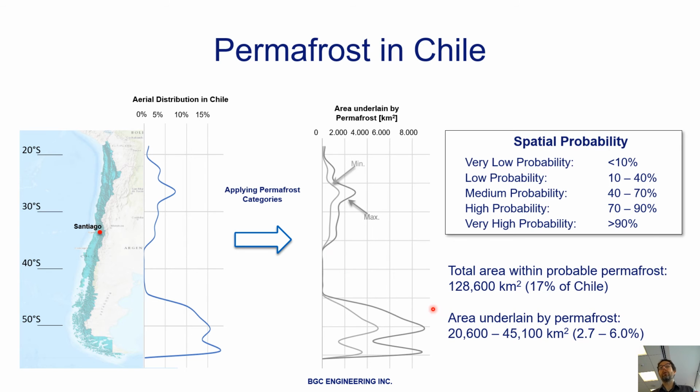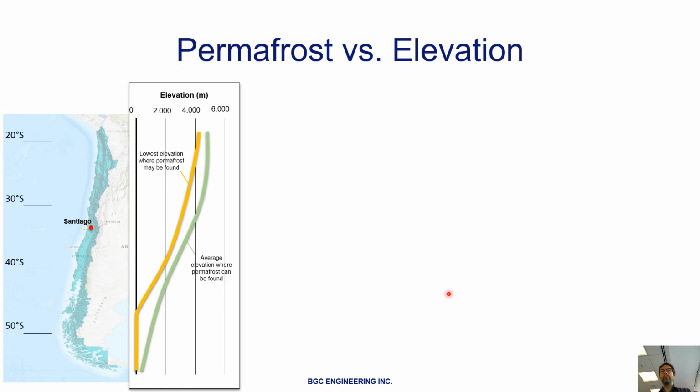And you can translate that into total numbers. So, for example, for the area of Chile, about 17% is underlain by an area where permafrost may be present, so it's one of the permafrost categories. But if you break that down, how much is actual permafrost, you end up with a range of 2.7 to 6%, or 20,000 to 45,000 square kilometers of Chile does have permafrost. And when you compare that to, let's say, the rock glacier area, that's definitely a much larger area. However, when it comes to ground ice, that's still another story that has not yet been written.